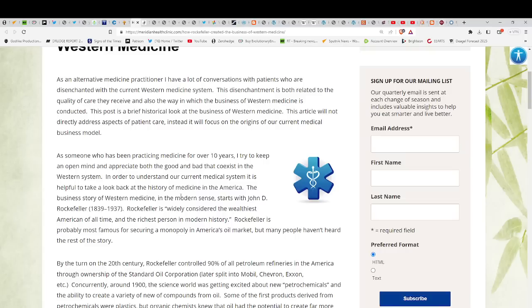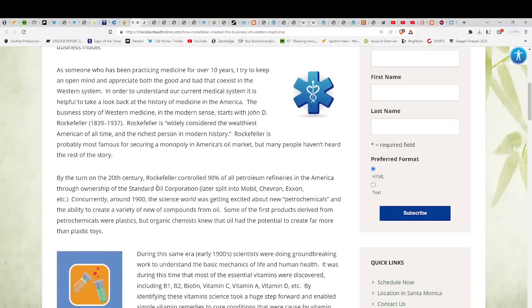Rockefeller, who lived between 1839 and 1937. That's a long life. In a dark age. Rockefeller is widely considered the wealthiest American of all time and the richest person in modern history. He is probably most famous for securing a monopoly in America's oil market at first. But people haven't heard the rest of the story and that monopoly that is modern medicine.